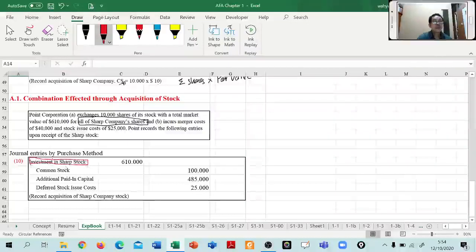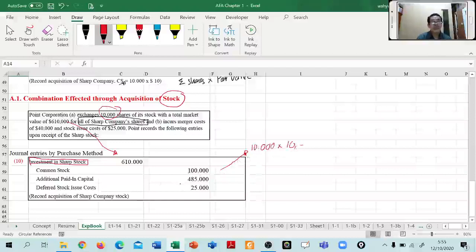Why do we choose the account investment? Because this is the stock method. The value of investment in share stock is 610,000 based on this data. Common stock, 100,000, comes from 10,000 shares times par value.